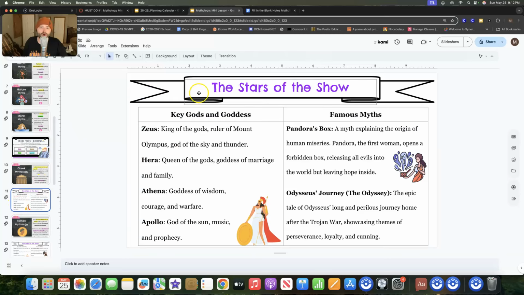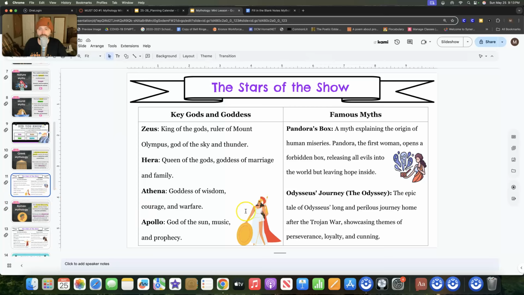Now, here are the key gods and goddesses. There are way more, and it's kind of crazy when you look really into Zeus and all of the children that he fathered. And then some of the famous myths, nowhere near all of the famous myths, but we have Pandora's box and Odysseus' journey. Odysseus is a very famous person, especially in the Odyssey, where he's coming home from the Trojan War. Point being, it's a crazy journey, but it's a long poem.